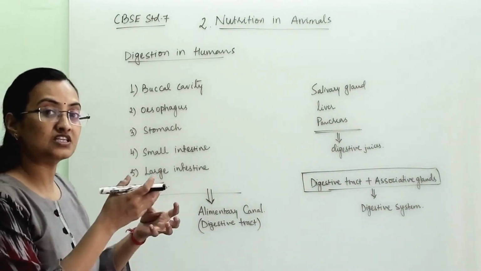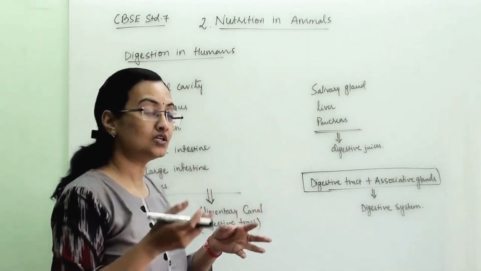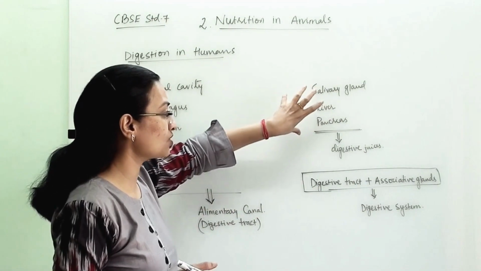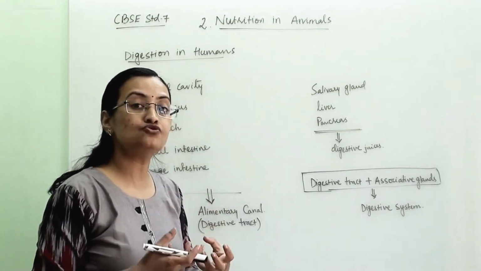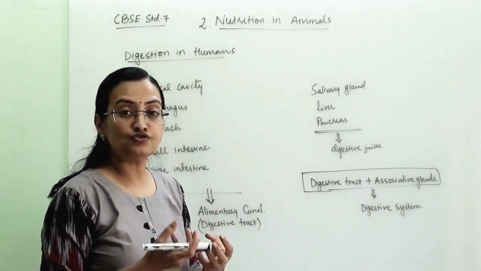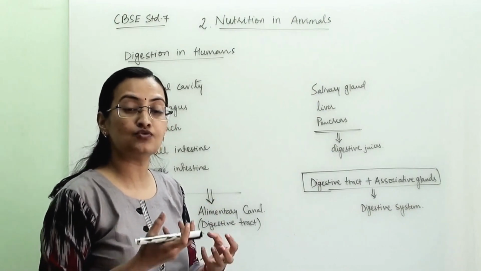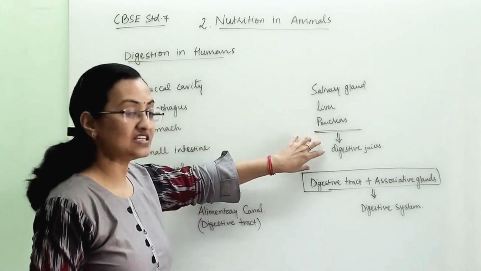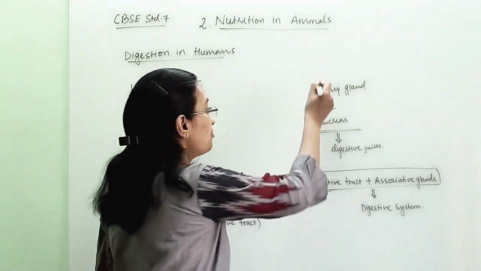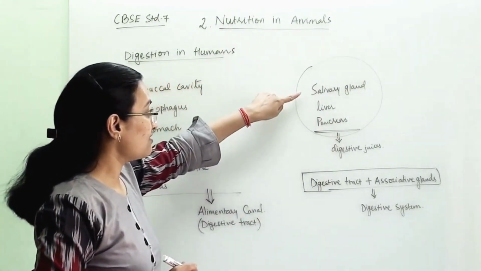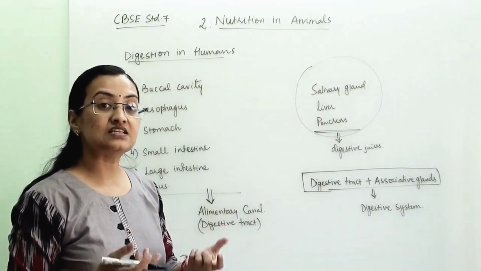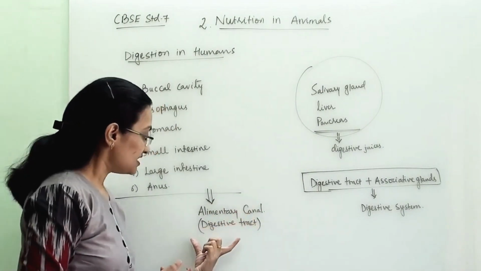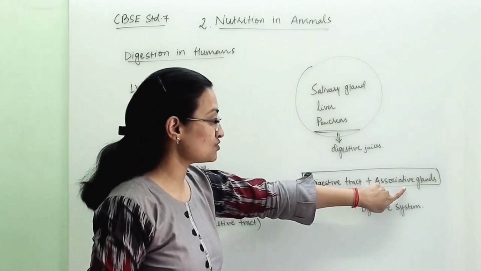Now as food passes from one organ to another, the salivary gland, liver and pancreas mix digestive juices with the food, which makes digestion easy, and breaks down the complex substances into simple substances. So these digestive juices, which the salivary gland, liver and pancreas secrete and mix with the food, are also very important. So combined, the digestive tract and these associated glands.